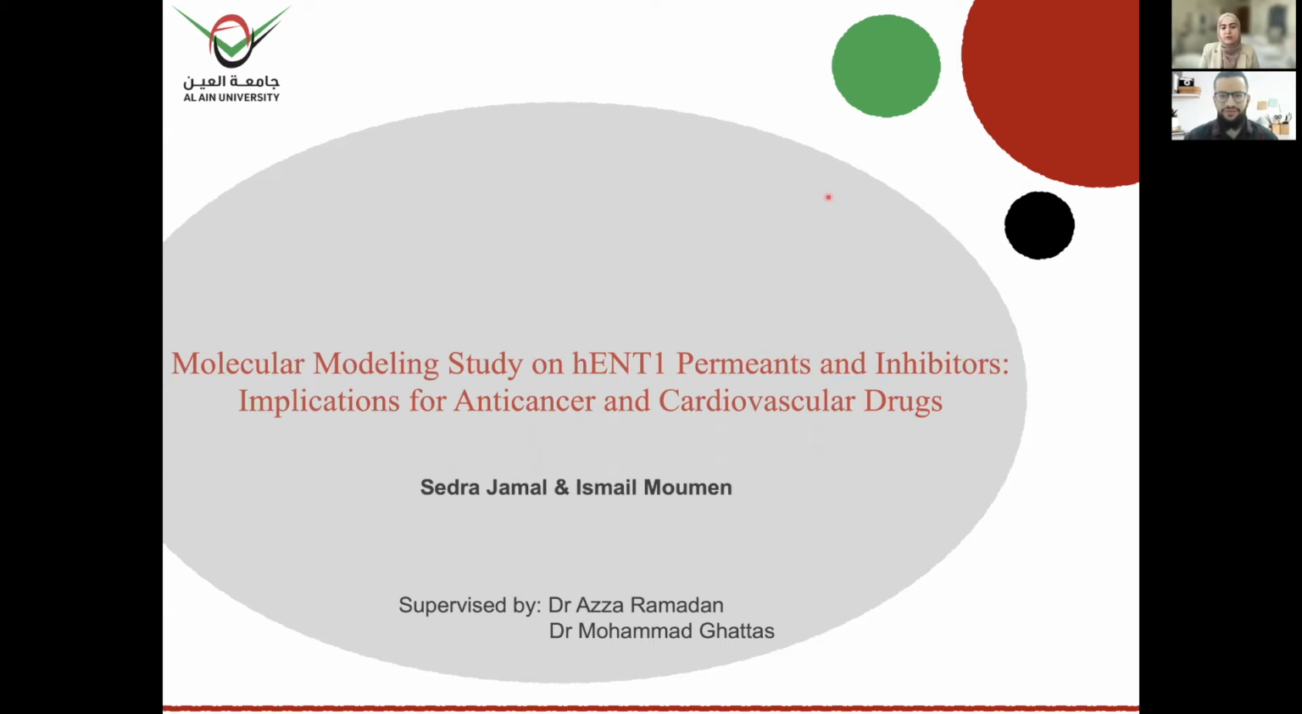And today we are going to present a molecular modeling study on the human equilibrative nucleoside transporter 1, permeants and inhibitors, and implications for anti-cancer and cardiovascular drugs.